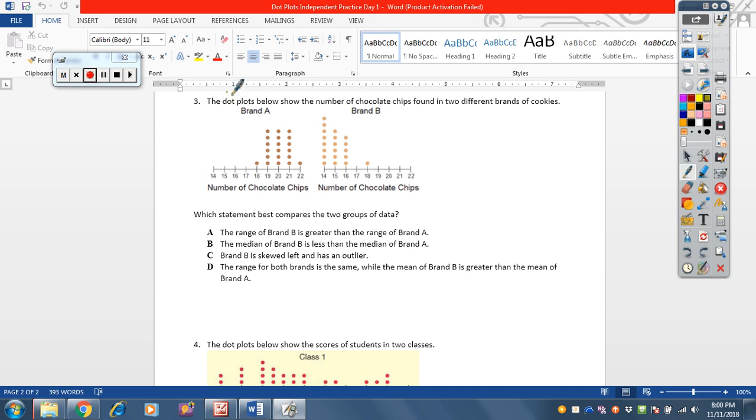Number 3 says the dot plot below shows the number of chocolate chips found in 2 different brands of cookies. Which statement best compares the 2 groups of data? So best, we're looking for true. The range of brand B is greater than the range of brand A. I guess we should stop right there, huh? I'll find the range, the median, and the mode for A with you, and you have to find B by yourself.